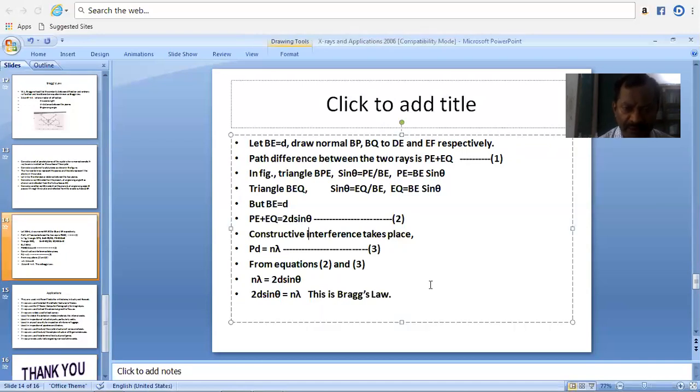Constructive interference takes place. The path difference equals n lambda. Call this equation number 3. From equations 2 and 3, n lambda equals 2d sin theta. That is, 2d sin theta equals n lambda. This is Bragg's law. Sometimes we call it Bragg's equation.